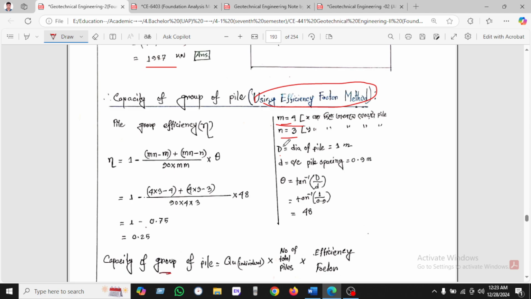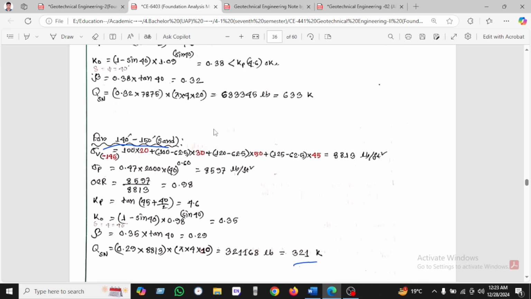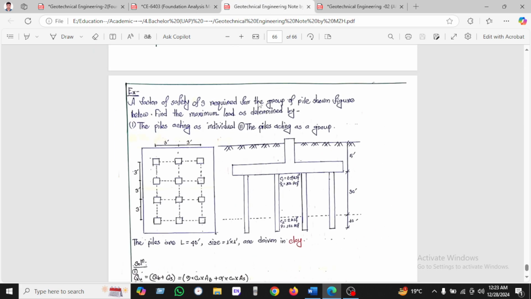n equal to 3, and the pile diameter is given, and c equal to the given value, and theta equal to, we are using this. For the efficiency factor we use all the dimensions and find 0.20, and the capacity of the group pile you can see here is 5960 kilonewton. So we can see another example here.